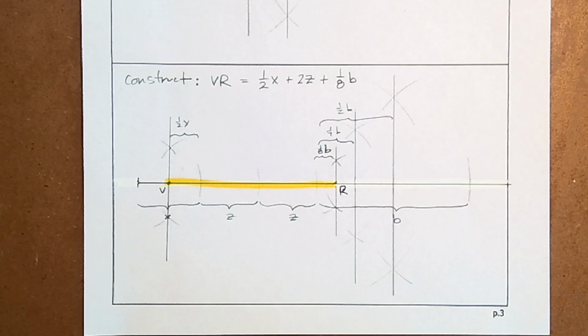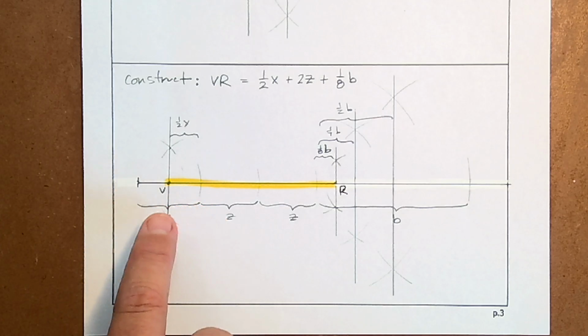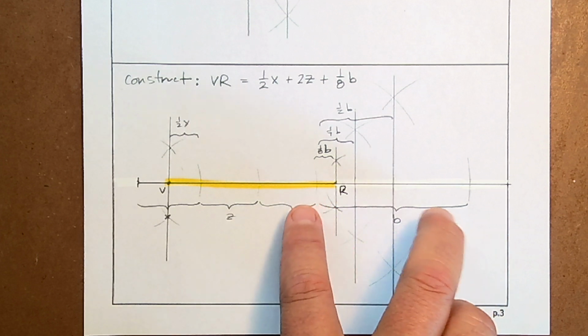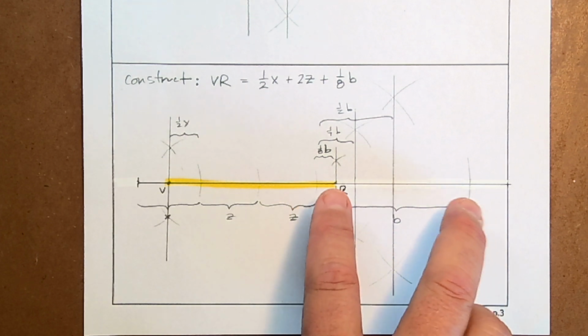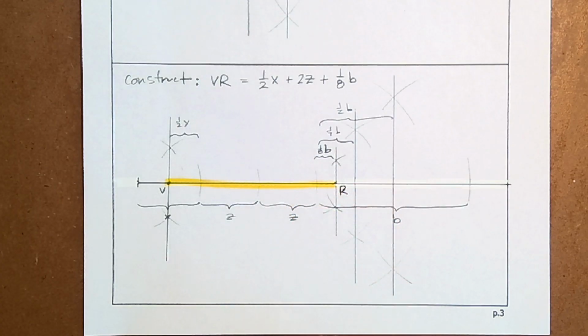So here's the final answer up on the board. Yours should look like this. I started off with an X. I cut that in half and I used the right side of X. I put on a couple of Z's, and then from there I did a B. Cut the B in half. Cut the half in half for a fourth, and then cut the fourth in half for 1/8, using the parts closest to my existing line segment to get VR.